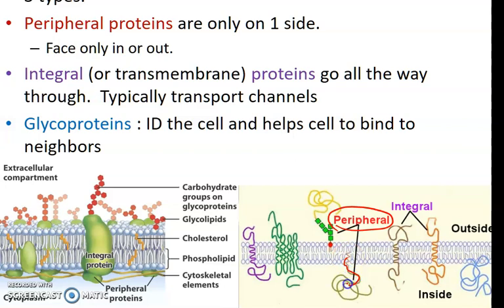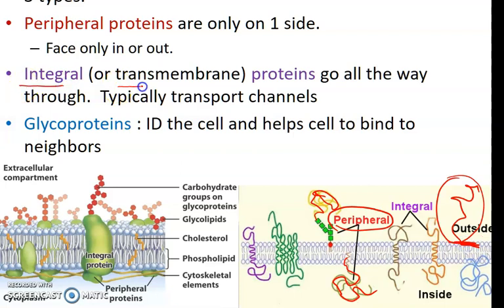So this is only on one side. It could be holding the cytoskeleton together. This one right here could be holding it onto the next cell. This peripheral protein could be an enzyme. So people that are lactose intolerant lack an enzyme that digests milk sugar, which is lactose. That's found on the outside of cells.